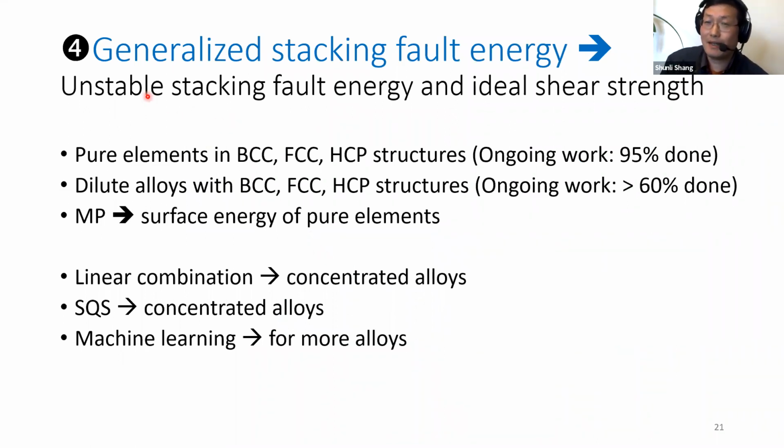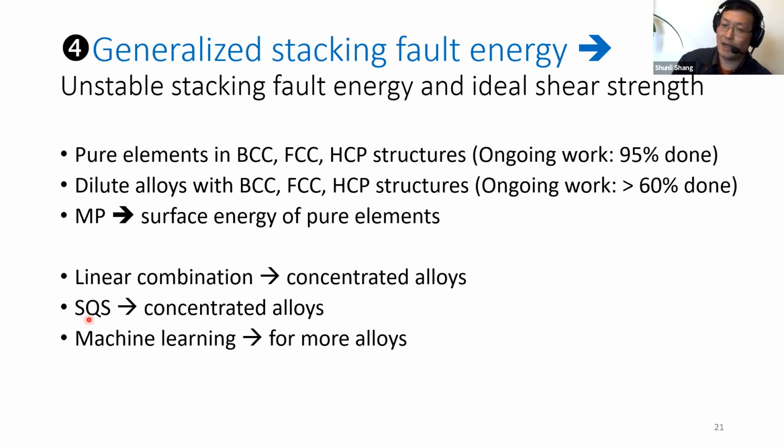Here, then we take a look, check based on the generalized stacking fault energy. We can get the unstable stacking fault energy and also the ideal shear stress. We almost finished the pure element calculations, and for dilute alloys, more than half is finished. We can use our simple first approach, linear combination based on the composition, to get the properties for the concentrated alloy.